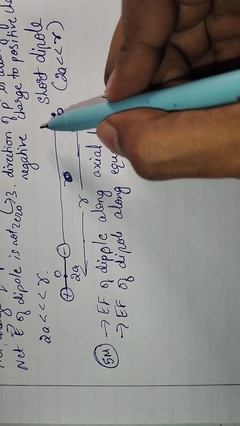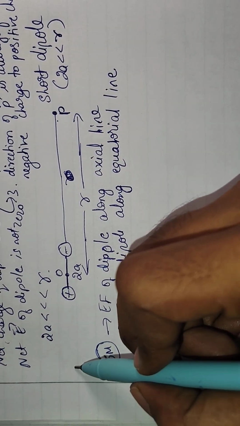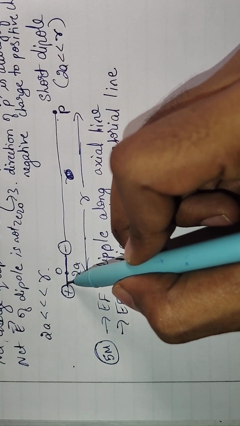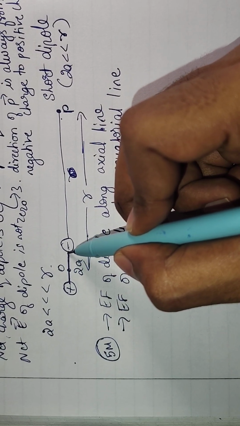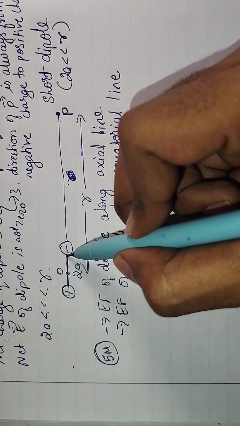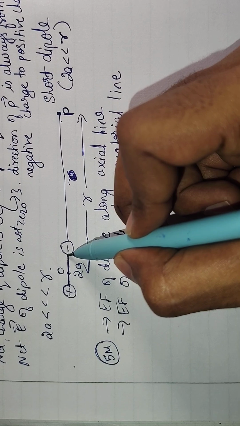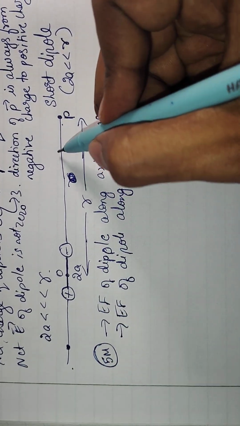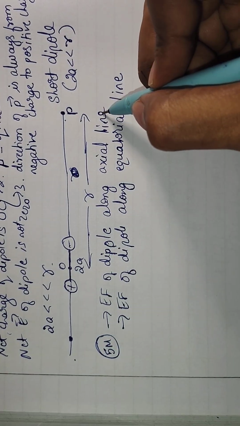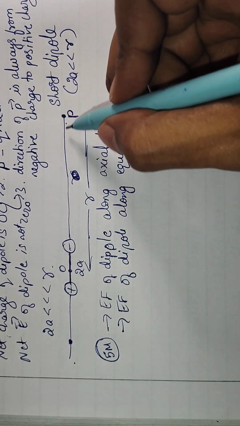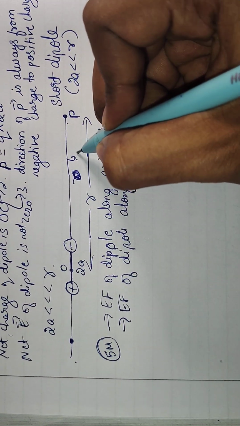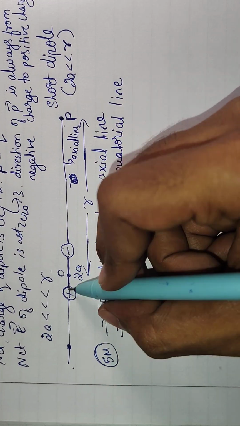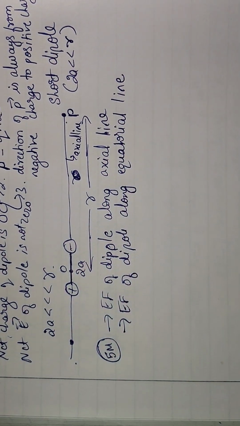See, any point can be either on this side or on the other side. Any point that is lying on the line joining the dipole charges. Here you can draw one positive and one negative charge, a straight line connecting them. If you extend it in both directions, any point on this line is known as an axial point, and this line is known as the axial line. The straight line passing through the line joining the dipole is known as the axial line.